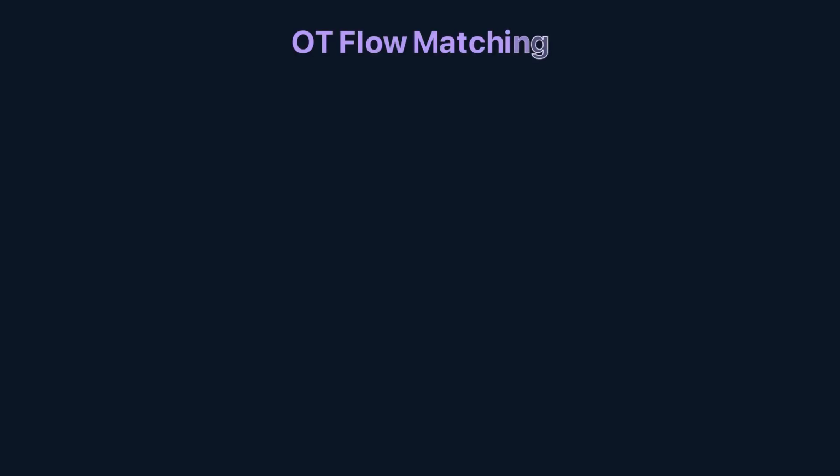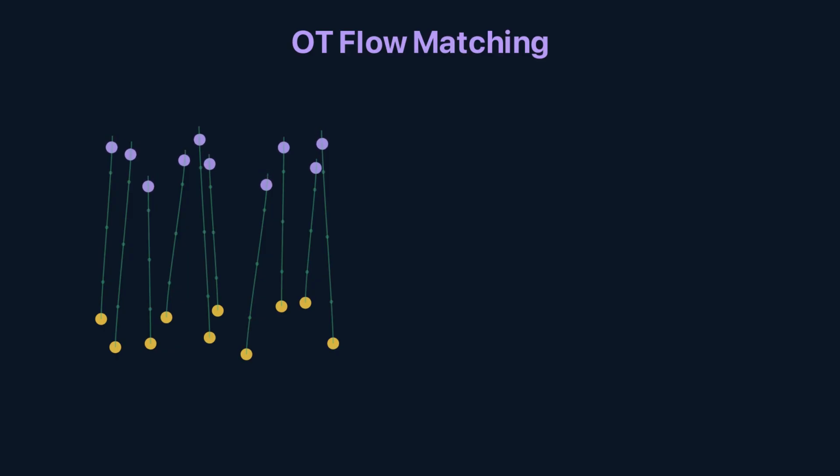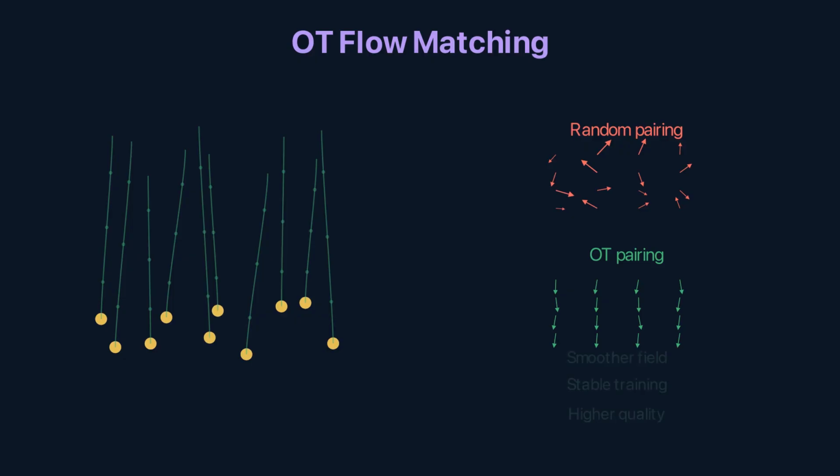In flow matching, each dancer takes the shortest available path. The velocity field is smoother, training more stable, generation quality higher. Mini-batch approximation makes this tractable.